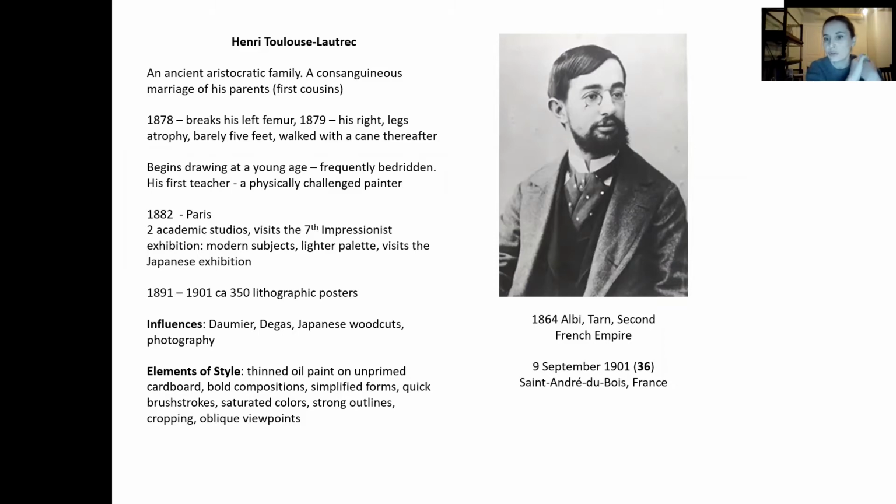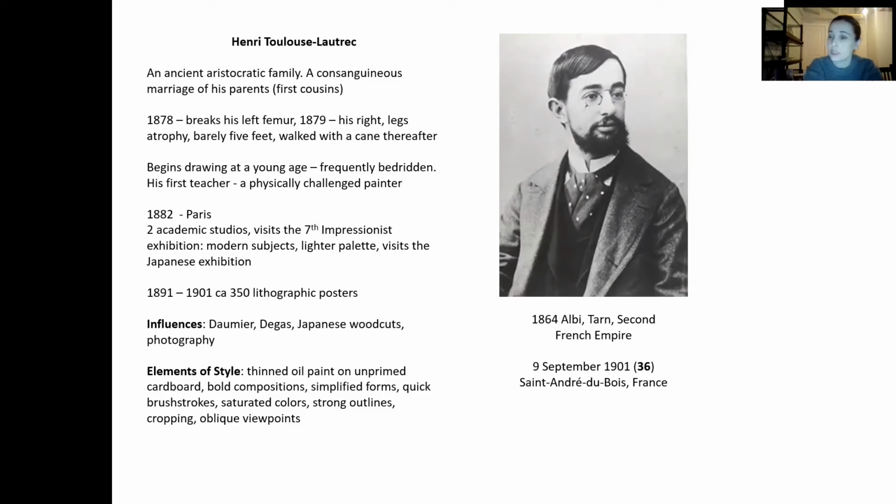So the first artist that we're going to look at is this guy. His name is Henri Toulouse-Lautrec, and he is born in Albi in the French Empire, and he dies in Saint-André-du-Bois in France. And he comes from one of the most noble families in France, a very, very ancient aristocratic family, which has this tradition, as a lot of families with royal blood have, of marrying cousins. So it's a tradition that really doesn't contribute to the health of the family in the long run. And tragically, that's the case with Henri.